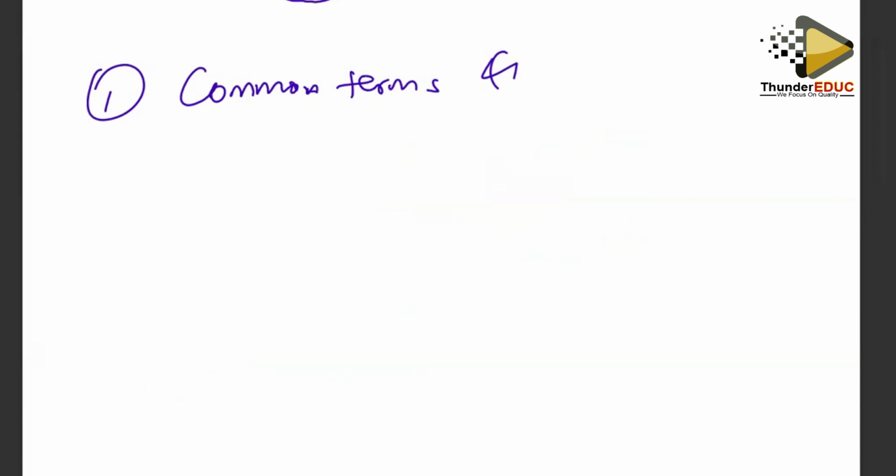An example, if I have 4, and then I have 6, and then they ask me for what is common. If I use prime factorization, 4 can be written as 2 by 2, and then 6 can be written as 2 by 3. So what is common here? 2 is common. In other words, the number that can divide both of them will be a 2.